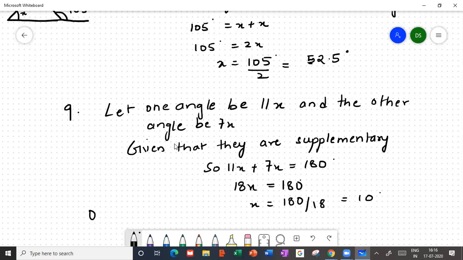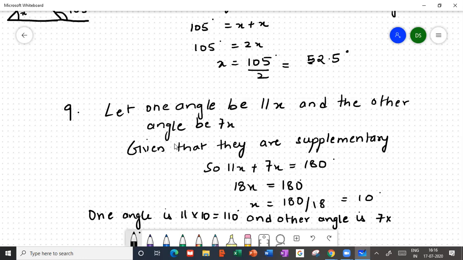So one angle is 11 into 10, which is 110, and the other angle is 7 into 10, which is 70. Okay. Here, how to write it? Ma'am, I didn't understand.